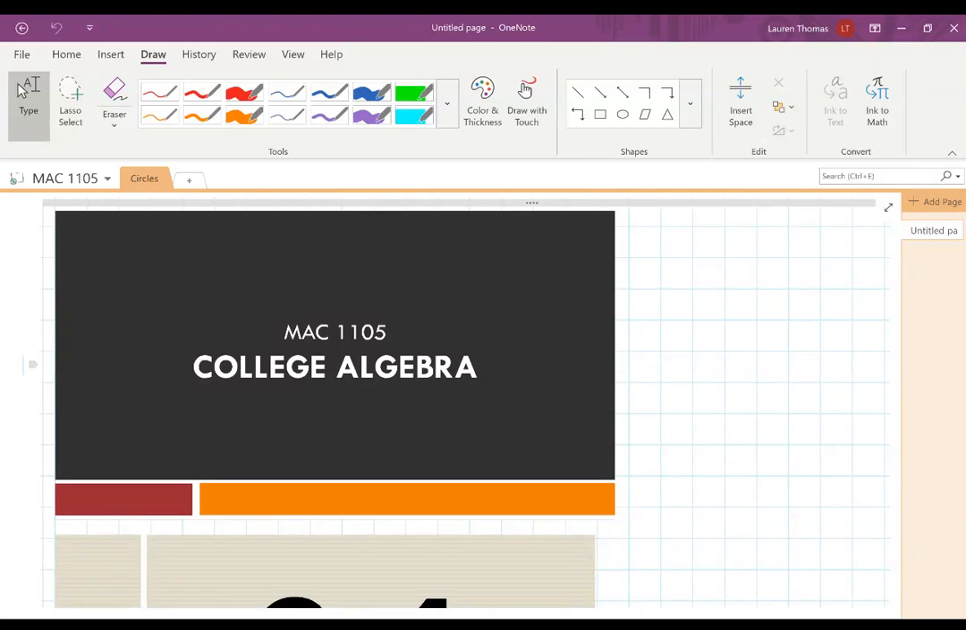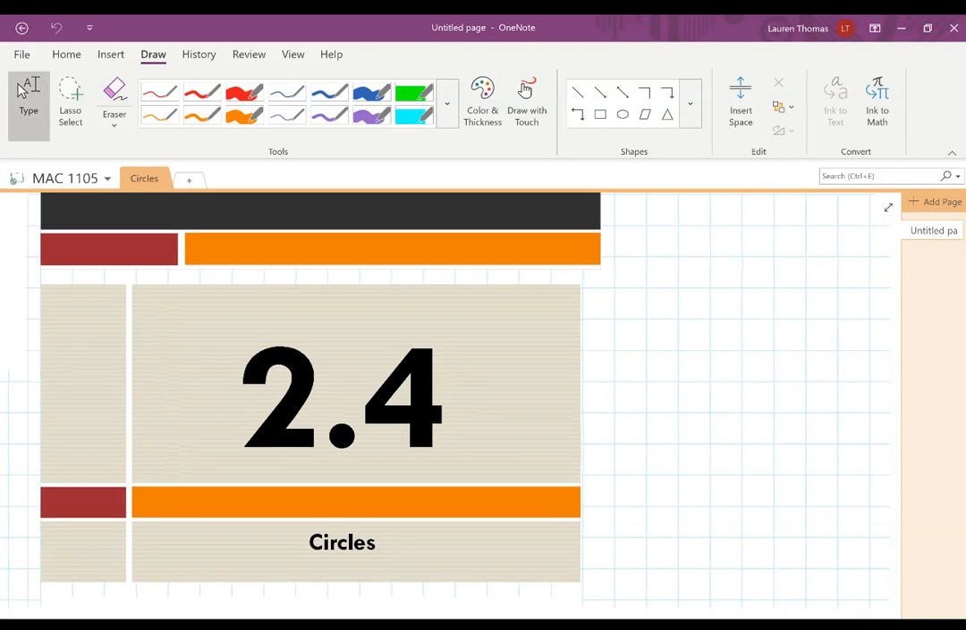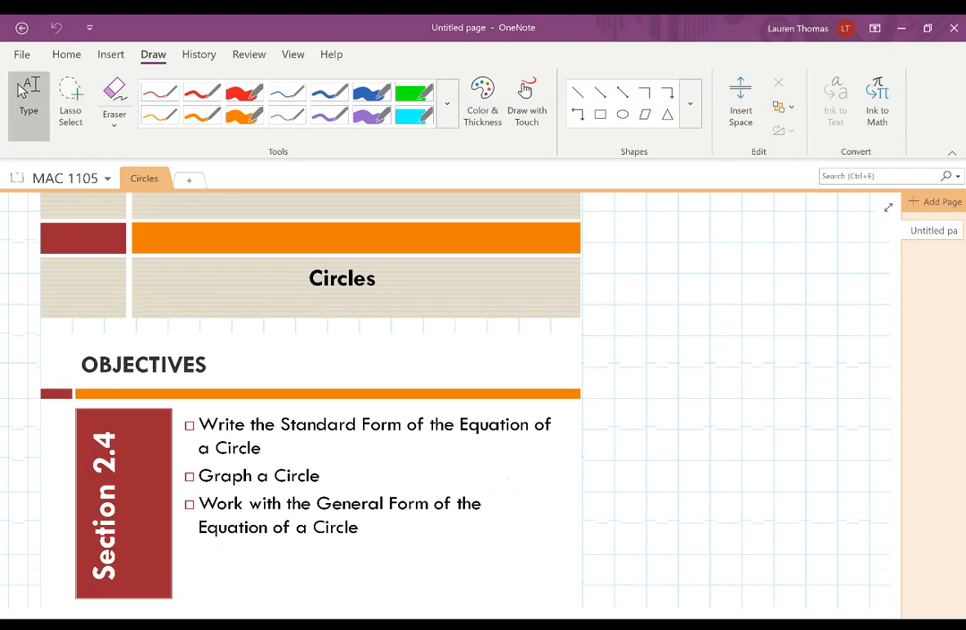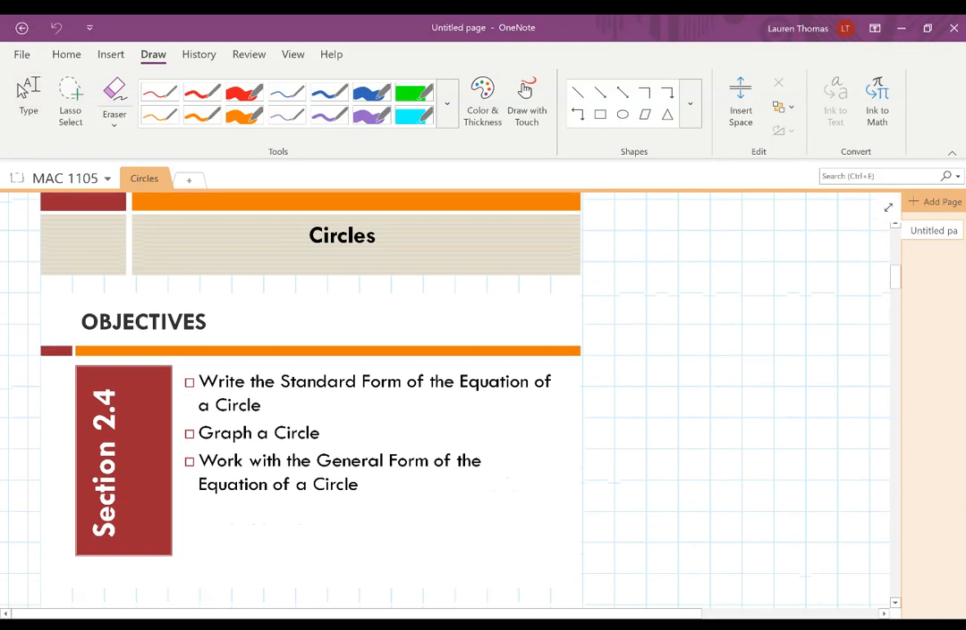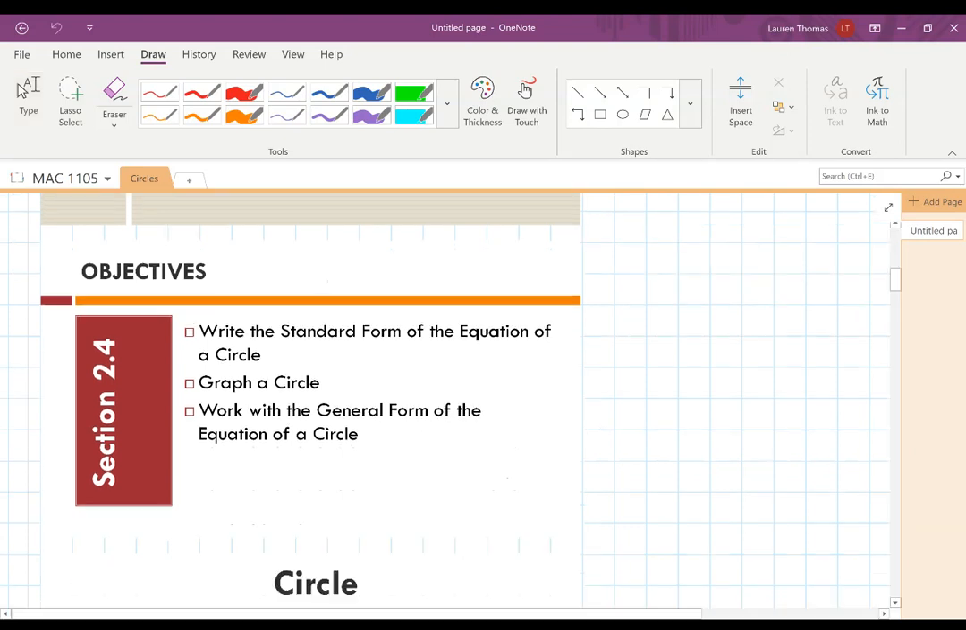In today's section, we are going to be covering section 2.4, which is all about circles. So at the end of this lesson, you should be able to complete the following objectives. You should be able to write the standard form of the equation of a circle. You should be able to graph a circle, and you should also be able to work with the general form of the equation of a circle. All right, so let's go ahead and get started.